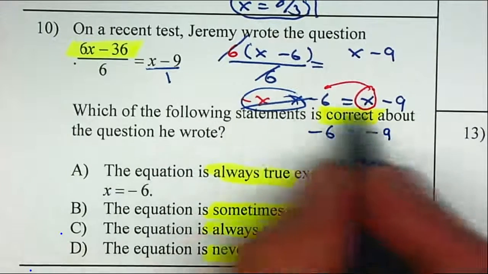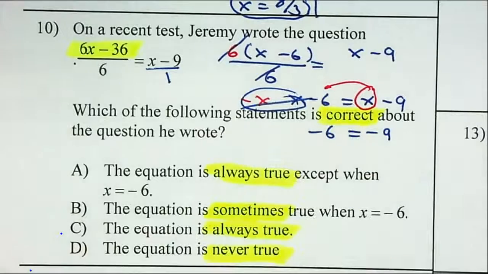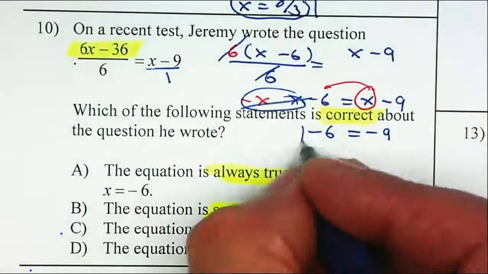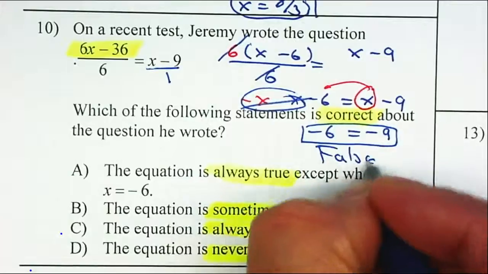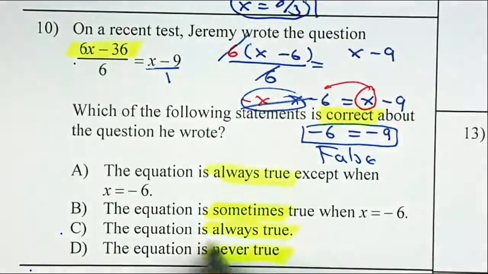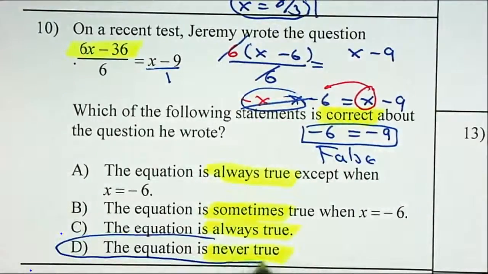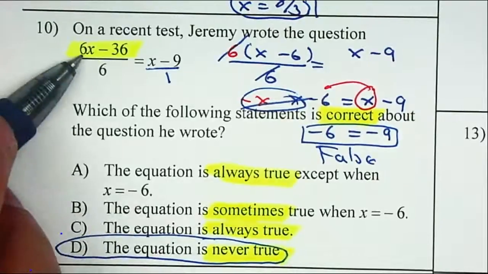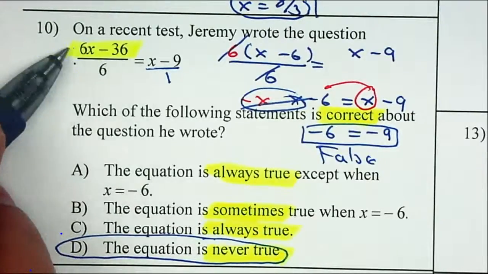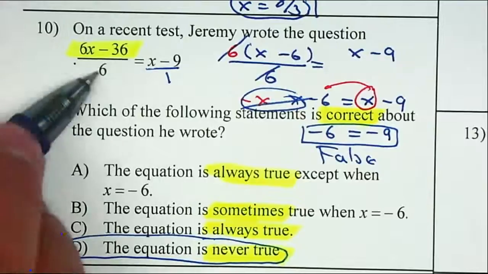Now whenever your x's or your y's cancel, whenever your variables cancel, then you need to evaluate the statement. Is that true or false? This is a false statement. So therefore it's never true. Now remember, if you plug in any numbers for x, a 5, a 4, a 3, it will never be equal to each other.